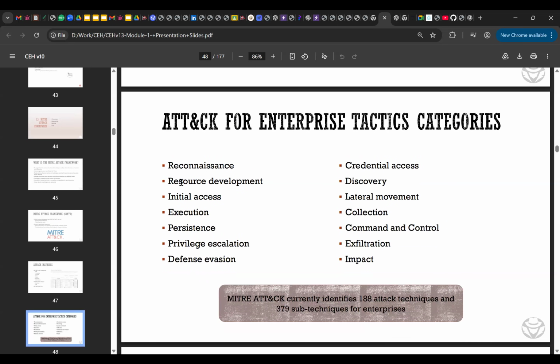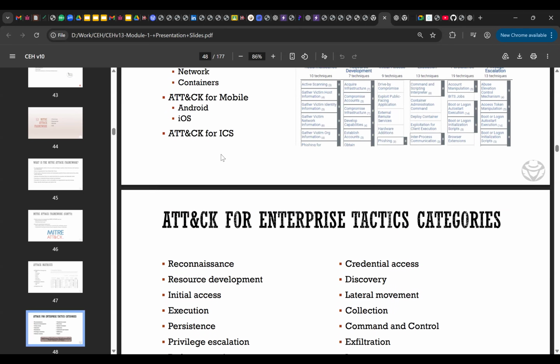So these are the basics. Just sorry, what is ICS? ICS is basically industrial control systems. So industrial control systems is, we have the industry, right?